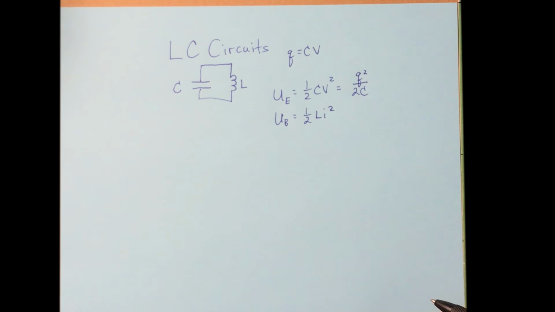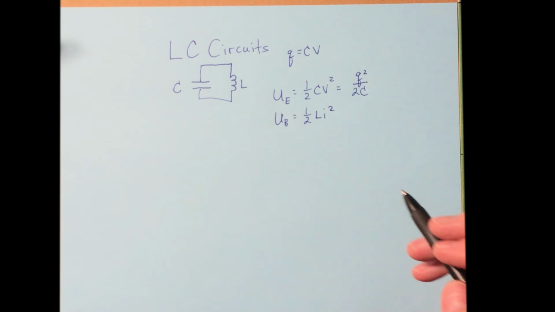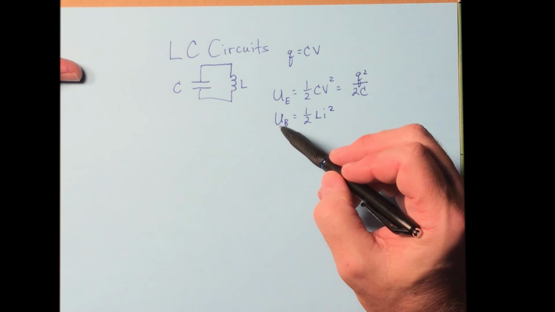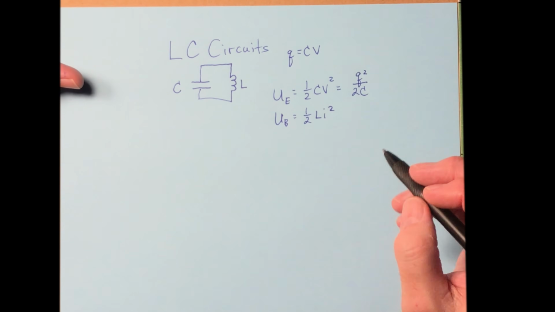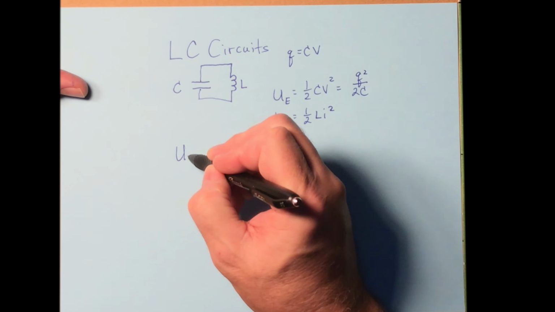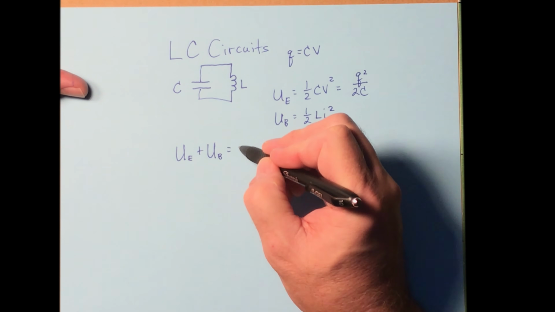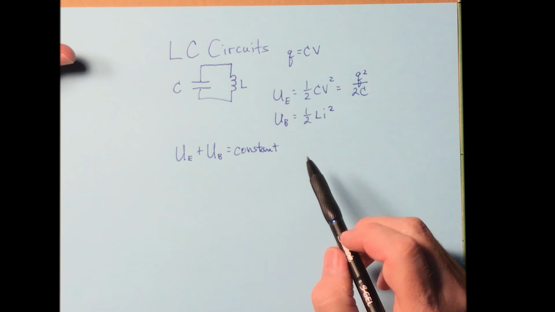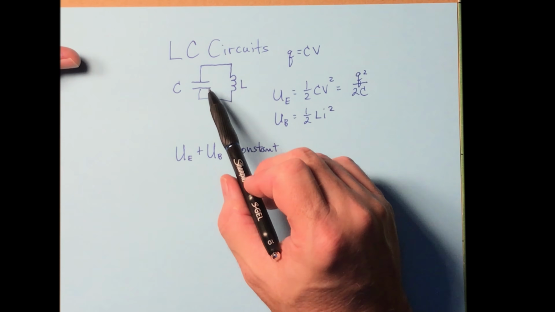Now, if there is no resistance here, and the energy is just transferring back and forth, then this energy plus this energy at any specific time are going to be a constant. In other words, U sub E plus U sub B is going to be equal to a constant. There is no energy being added to the system, and there is no energy leaving the system.